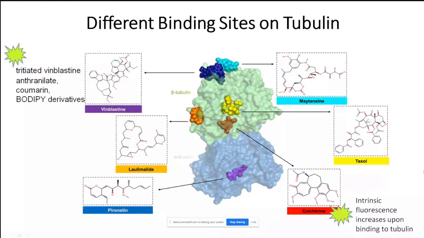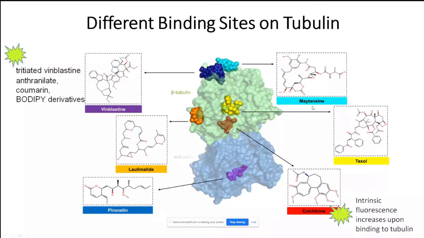Taxol has a market of about $10 to $12 billion, and its analog Taxotere has something like that. So it's a huge market. But maytansine was never used, and it is actually 1,000 to 10,000 times more potent than Taxol. The reason it was not used is because it's highly toxic. It works in picomolar, whereas Taxol works in nanomolar in any cell line.